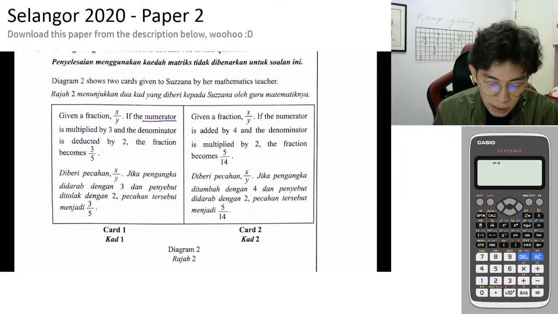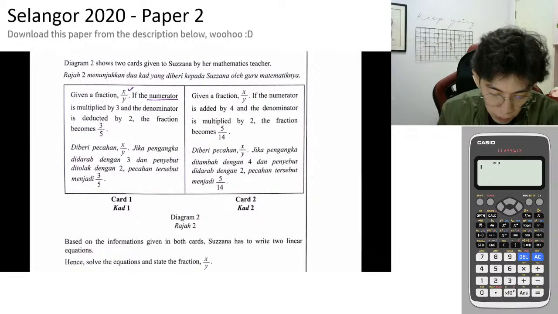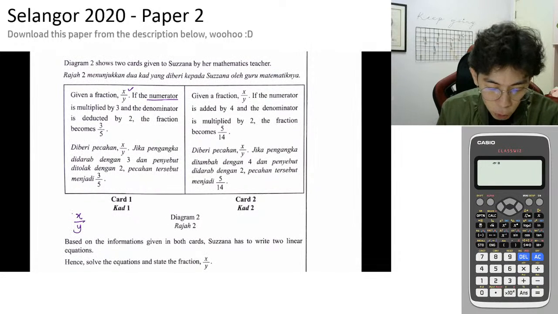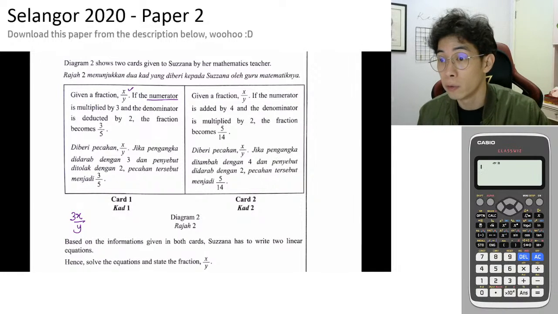Everyone, the numerator is the upper part. It's multiplied by 3. So I'm going to write it over here for me to see first: x over y multiplied by 3. So the numerator, you times 3, which is 3x.